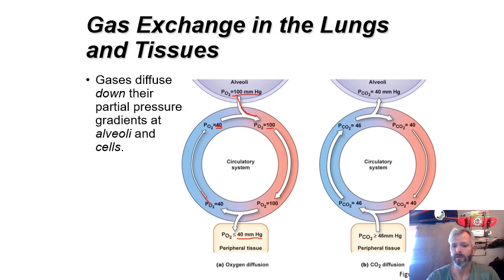So there are lower levels of oxygen at the tissue, and now we have that blood coming through the capillaries to the tissue. We have an area of higher partial pressure to an area of lower partial pressure, and the oxygen is going to get unloaded to the tissue. And then we return back. We're at about 40. We return back to the lungs to load up our blood with oxygen again.